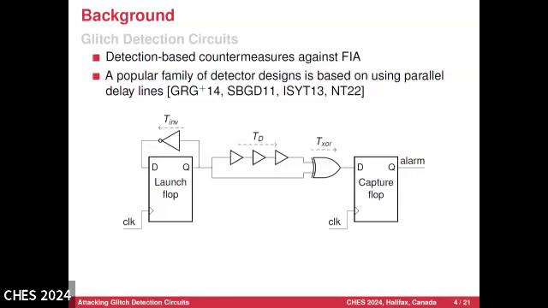The idea then is that if the distance between two rising clock edges is sufficiently large, then this capture flop will sample a 0 because the signal will have propagated through both of the paths. But if the clock edges become too close together, then it will sample a 1 and raise the alarm.